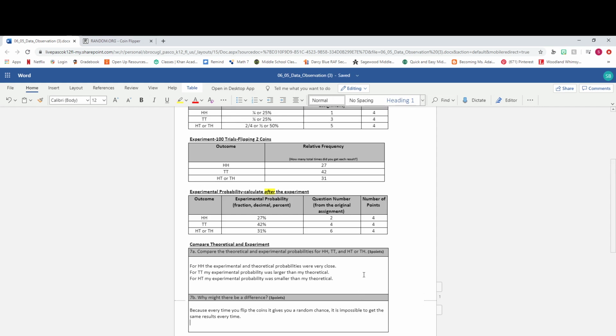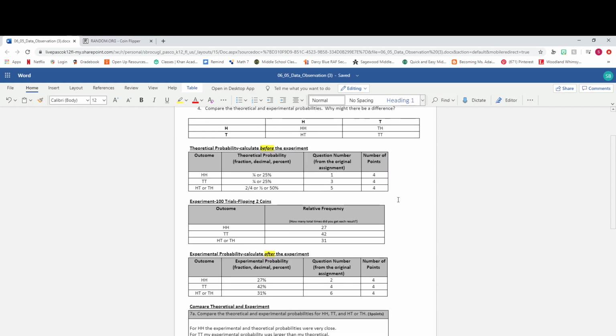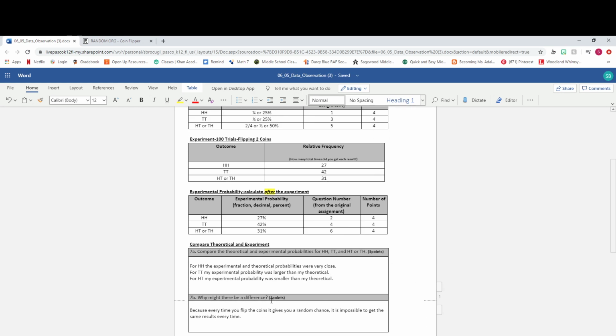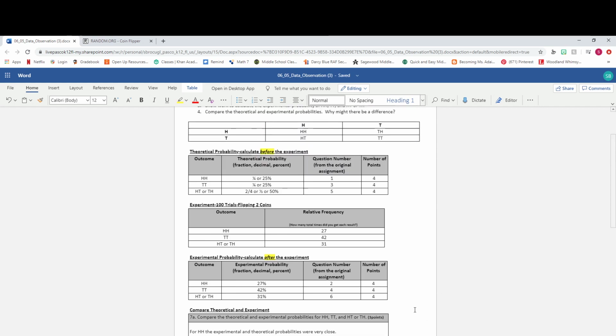Okay. So guys, remember this is 30 points. It tells you how many points each part is worth here. So please make sure you pay attention to that when we grade.